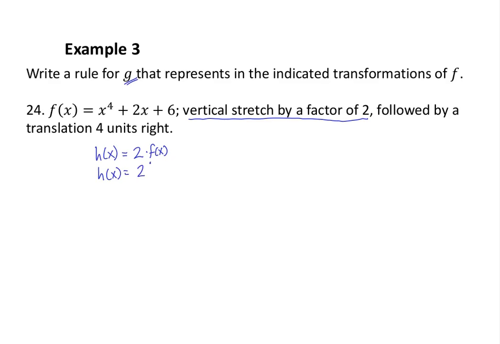That means h of x will be 2 times all the terms of f, like so, and we would distribute 2x to the fourth, now plus 4x and plus 12. Now that was only the first part. We got to follow that up with something else. 4 units to the right, we're going to transform this. This will lead me to my final answer. It's the last thing we have to do. G of x is going to take h where we left off our work, and to go 4 units to the right, that means my input changes from an x to an x minus 4.